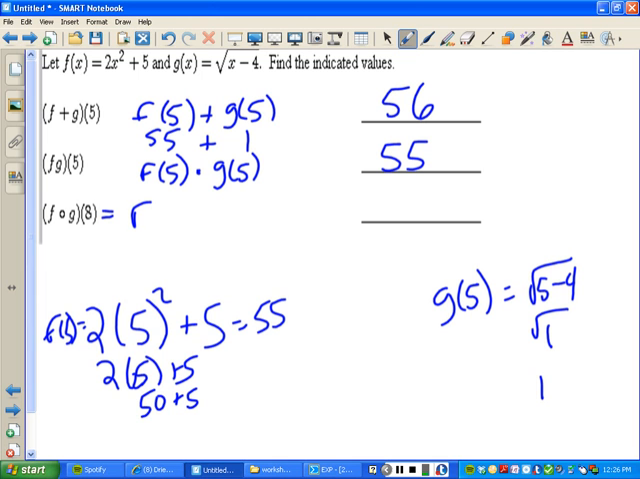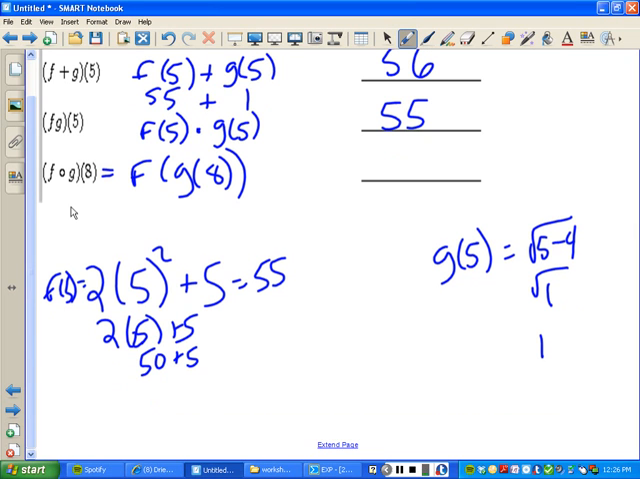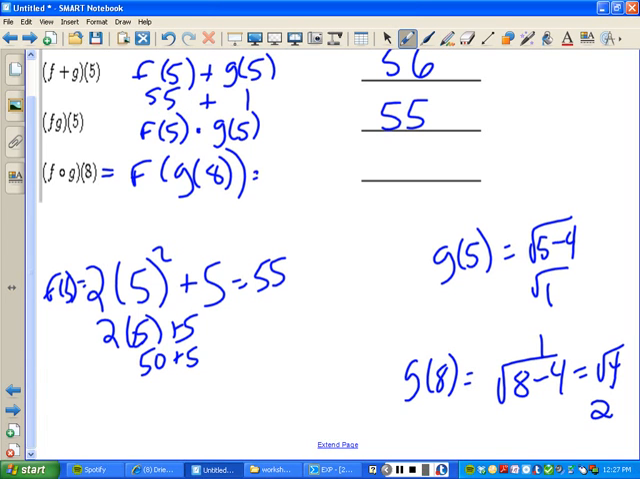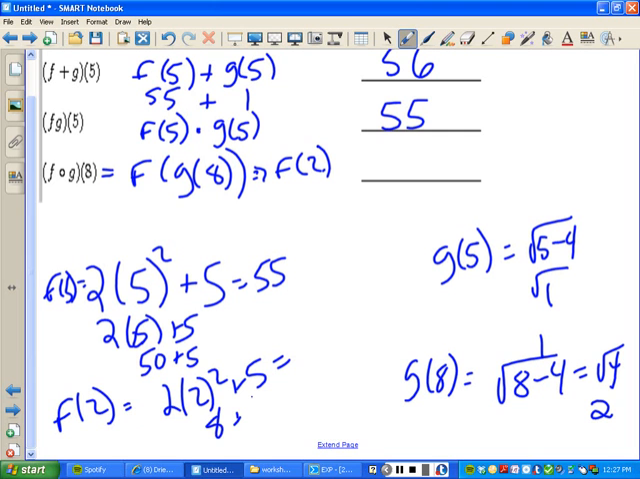Now, what does this notation mean? This is f composed with g of 8. So what does that mean? Find g of 8, and then when you get g of 8, use that for f. So g of 8 is square root of 8 minus 4. 8 minus 4 is 4. Square root of 4 is 2. So now what you're really asked to find is f of 2. Well, how do you find f of 2? Take 2 and plug it in for f. Two times 2 squared plus 5. This is 8 plus 5 is 13.